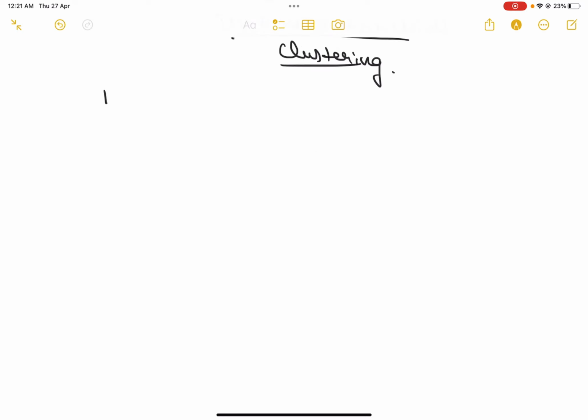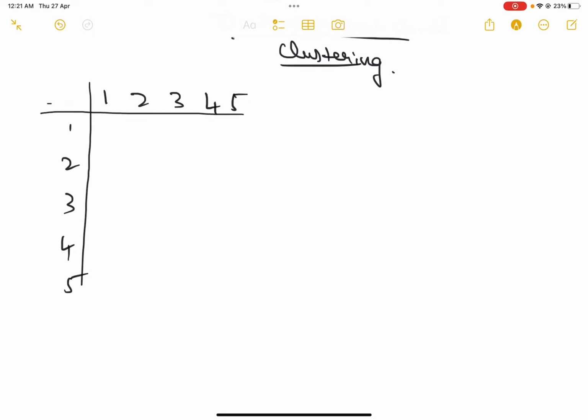I'm going to take 5 points, 1, 2, 3, 4, 5. Okay. And I'm going to directly draw the distance matrix for these 5 points without giving the points. If you want to learn how to calculate distance between 2 points, do check out the previous video. I've explained in detail how the distance between two given points is calculated.